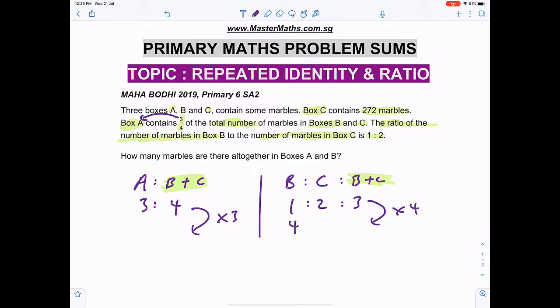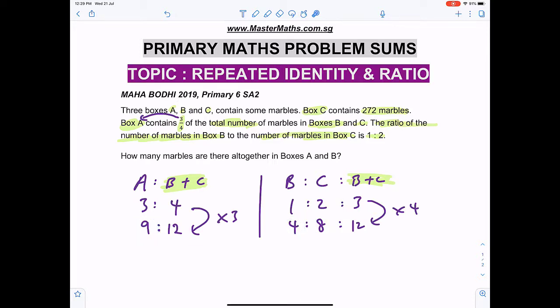Alright, so when that happens, we get 4:8:12. And on the left side here, we get 12, 3 times 3 is 9. So from here, we know for sure that B and C has 12 units. It cannot be different because the number of marbles inside did not change. Okay, so B and C is 12, which means for sure B will be 4 units, C will be 8 units, and A will be 9 units.